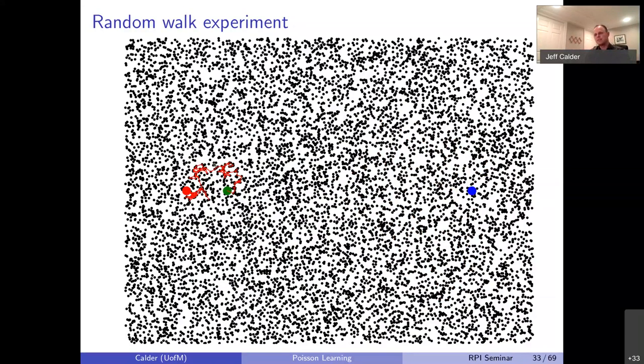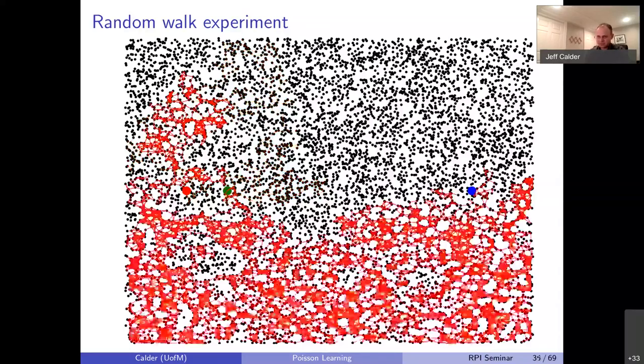So this one is good. It sort of ended quickly and got to the red point. This one took a lot longer and traveled around quite a bit to get to the red point. And this random walk basically explored half the graph. It got very close to the blue point at some point, but then it came all the way back and it ended at the red point somehow. That was very lucky, I think.